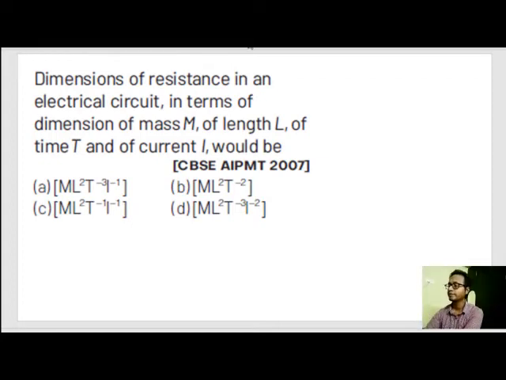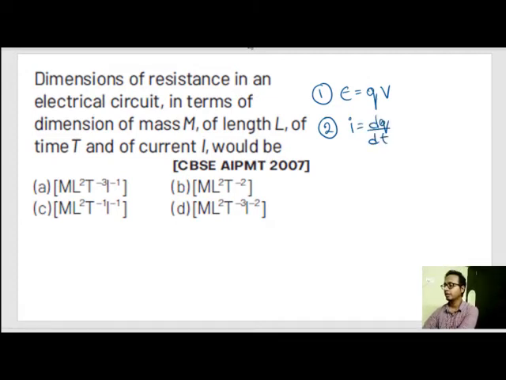We know that energy is equal to charge into voltage. You know, electron volt. How is electron volt obtained? Charge into voltage. And current is equal to dq by dt. And current is a fundamental unit. Therefore, the dimension of charge is ampere into second. Okay. Now we substitute this dimension of charge out here.